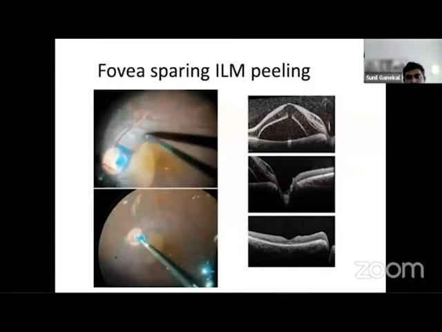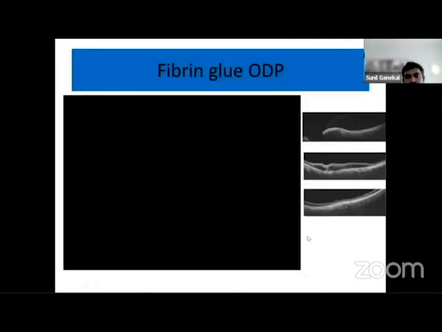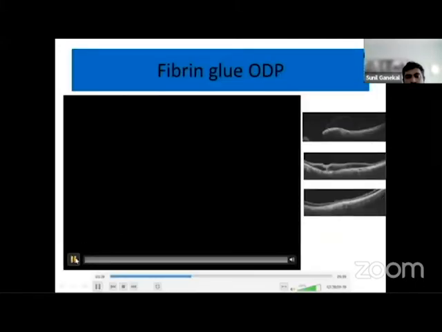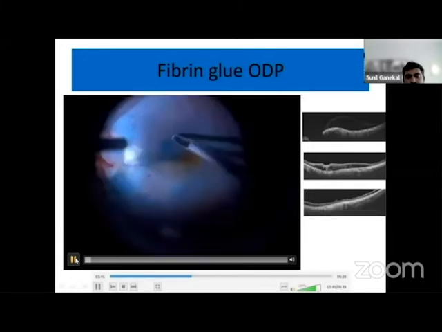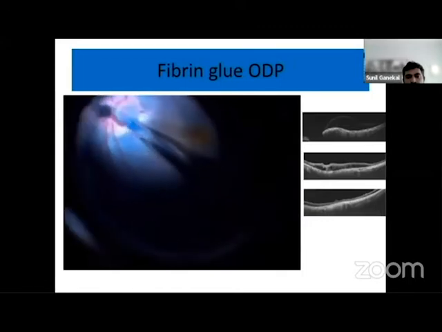Sometimes, as I told before, there is a risk of deroofing the macular area and causing an iatrogenic macular cyst. It is better to do a foveal sparing ILM peeling than the conventional ILM peeling. There are certain additional modifications you can do, like the usage of fibrin glue in a case of an optic disc pit. Here, after vitrectomy and PVD induction, brilliant blue staining is done and the ILM is peeled.